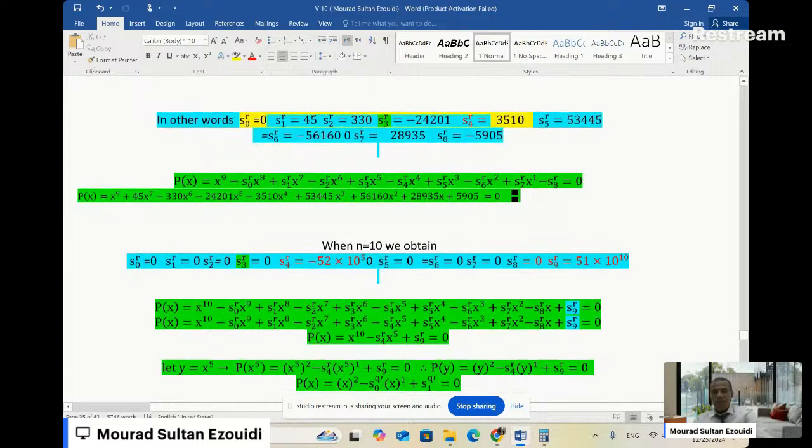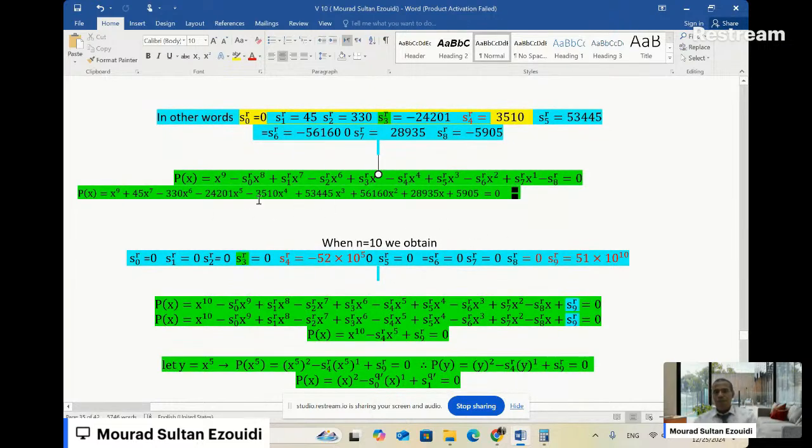To solve this, my kids, is not easy. Okay, but if you extend this 9-degree polynomial equation, the original 9-degree polynomial equation, to a 10-degree polynomial equation, you will obtain immediately S0 equals 0, S1 equals 0, S2 equals 0, S3 equals 0. But S4 is equal to negative 52 multiplied by 10 raised to the power 5. Okay, equal to 0. And S5 is equal to 0. S6 equal to 0. S7 equal to 0. And S8 equal to 0. Except S9 of all the r is equal to 51 multiplied by 10 raised to the power 10.